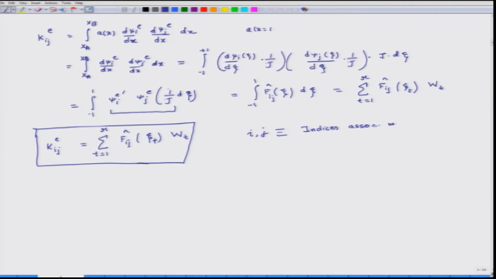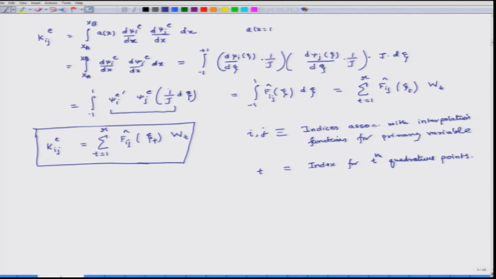So, i, j are indices associated with interpolation functions for what? Is it geometry or primary variable? Functions for primary variable. It is important to understand. And t is the index for the tth quadrature point.